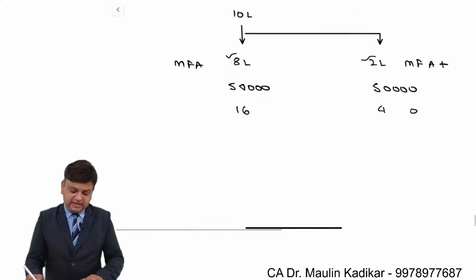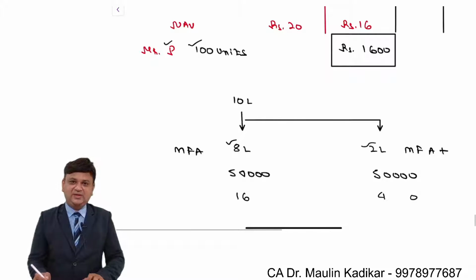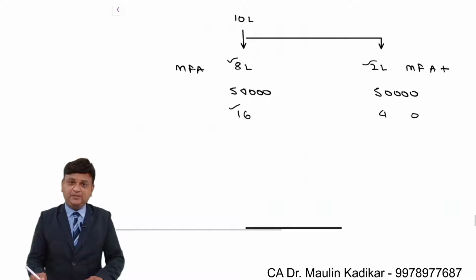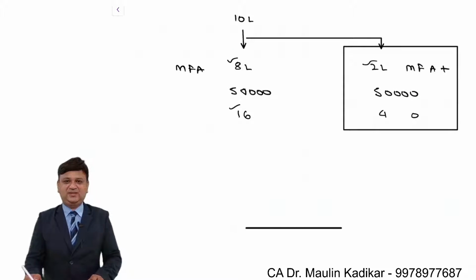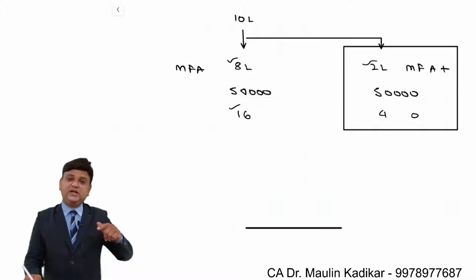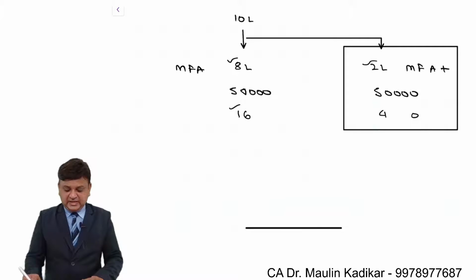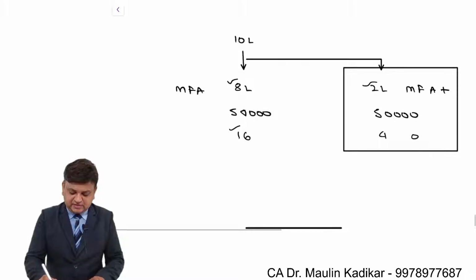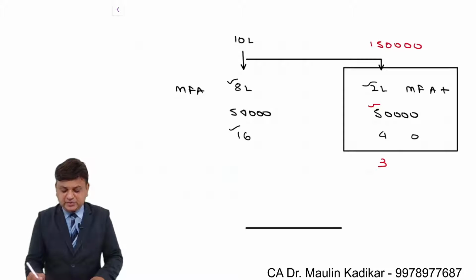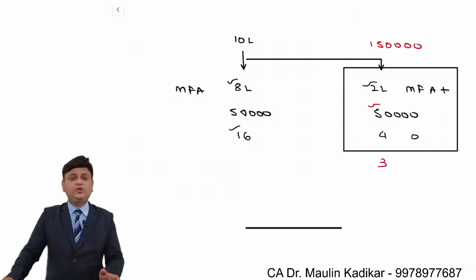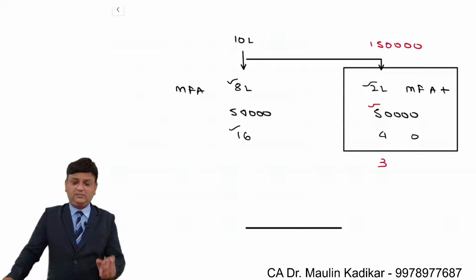Now Mr. P is selling his investment. He will be getting an amount of 16, and still he is holding these 50,000 units of mutual fund A plus. So whenever the mutual fund is recovering some amount out of it, let us say, as I told you, that it is receiving an amount of 1,50,000, then that 1,50,000 upon 50,000 units, 3 rupees will be given to each unit holder. This is the concept of side pocketing.